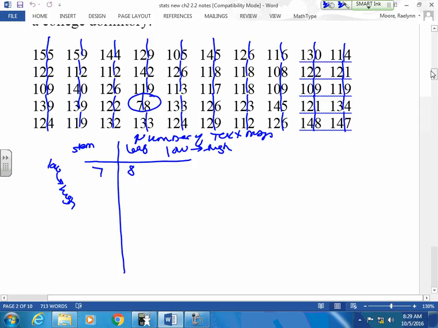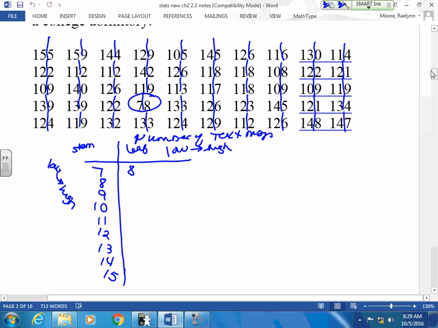Now, the next number we have is 105. That's the next smallest number. However, you have to include 8, 9, 10. These have to go in order. And the highest number is 159. So you have to include all of those. And I'll show you why in a minute. Because if you didn't, your graph would look like everything was covered. And everything is not covered.